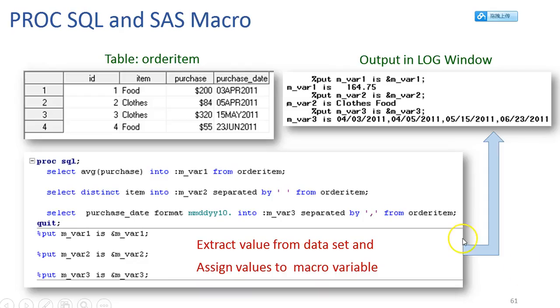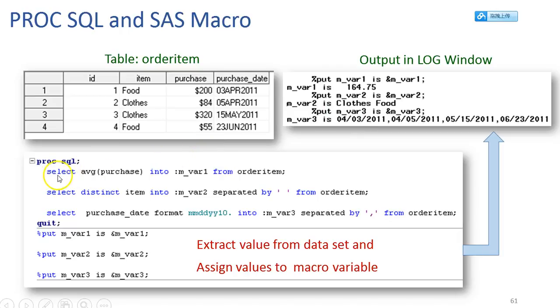Assuming that we have a dataset called order item, we have 4 rows and 4 columns. The columns are ID, item, purchase, and purchase date. Now I want to calculate the average of the purchase and send the result into a macro variable. And the resulting macro variable can be used for many different purposes.